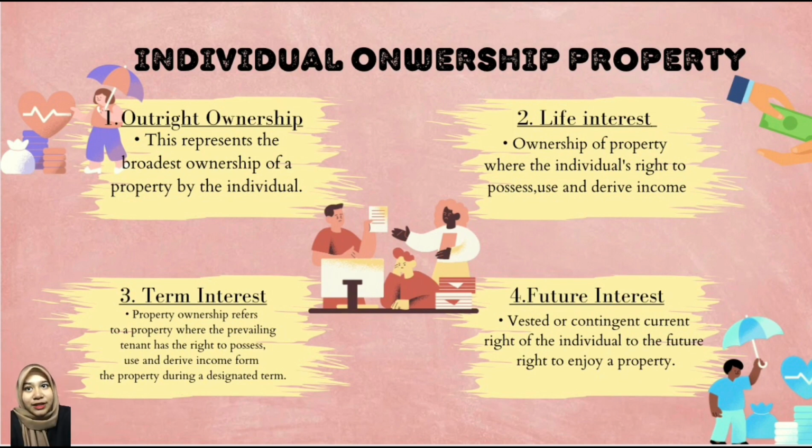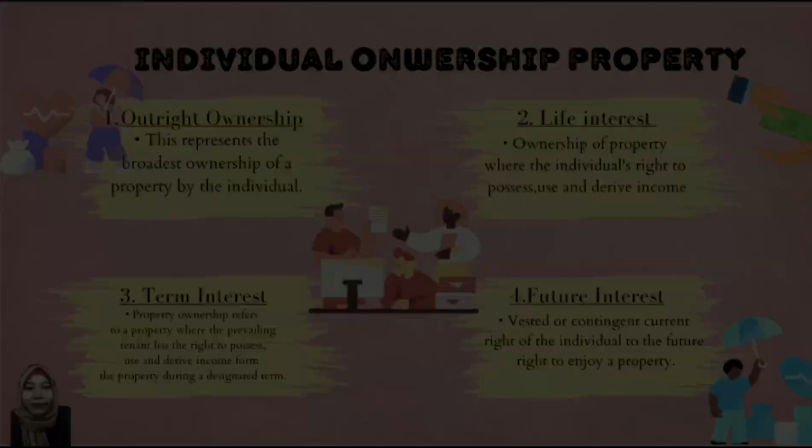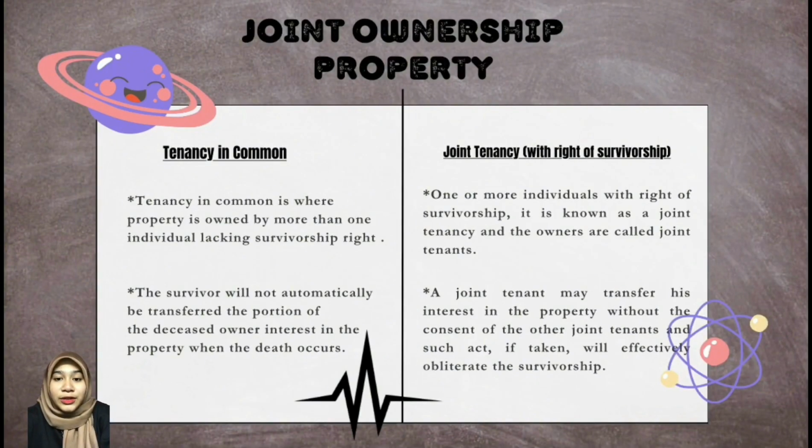Lastly, future interest. Vested and contingent. The current right of the individual to the future right to enjoy a property. If the right is contingent, it will become vested on the happening of a certain event. Next, I will present about joint ownership property.